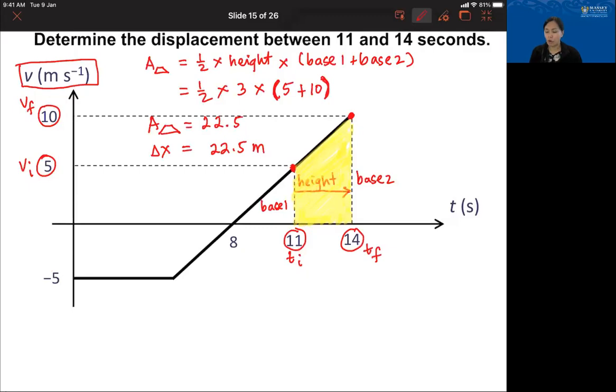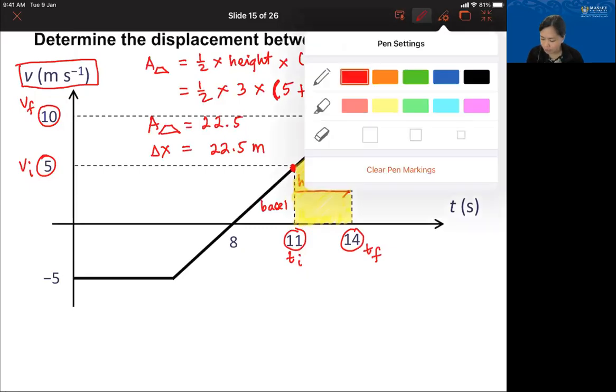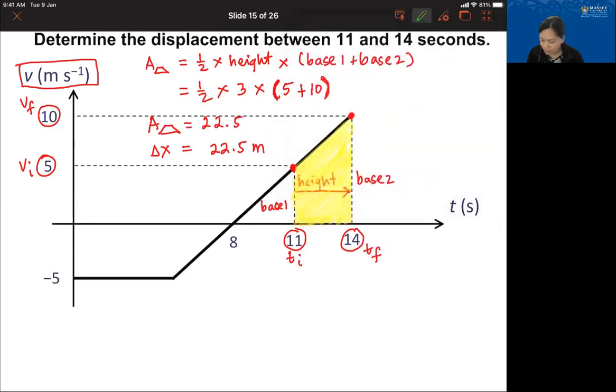Of course, if you divided this area into a rectangle and a triangle, solved the area of the triangle and added that to the area of the rectangle, you should also get 22.5 meters. You should still get the same answer, except that you'll be calculating two areas and adding them up, instead of calculating just one area if you use the trapezoid.